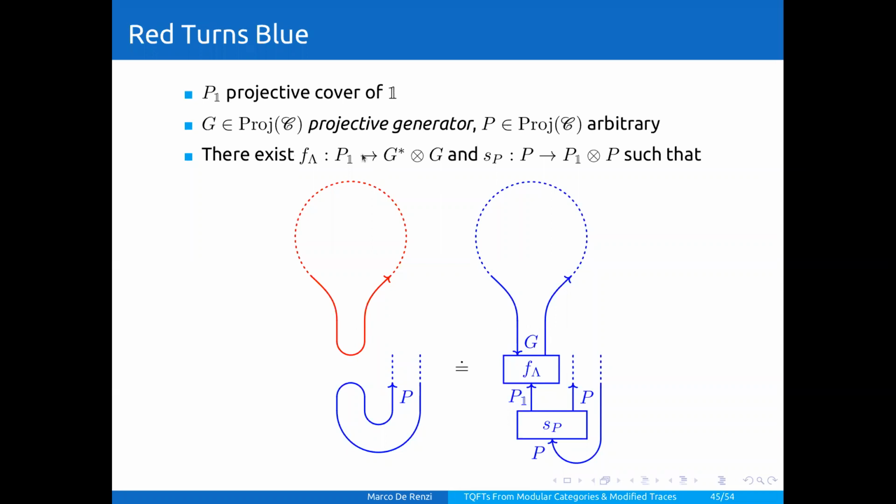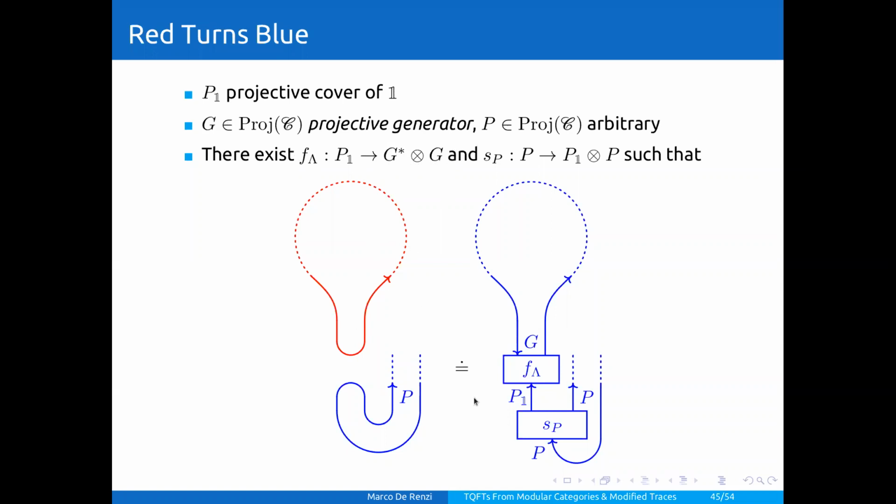So here you take a projective generator, which is just a projective object that contains at least one copy of every indecomposable projective in the category among its direct summands. And if you take this kind of tensor square of a projective generator, then you can obtain the coend as a quotient of this object here.